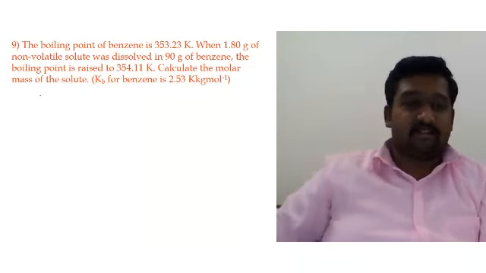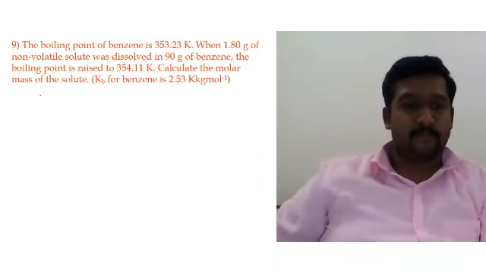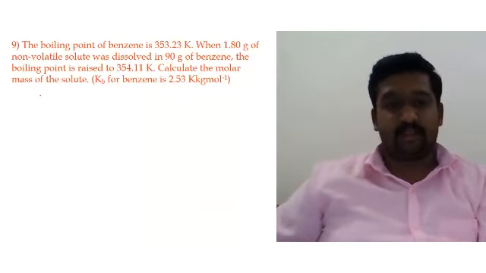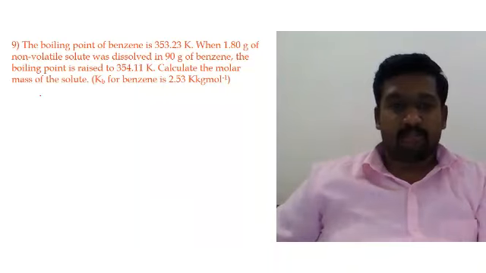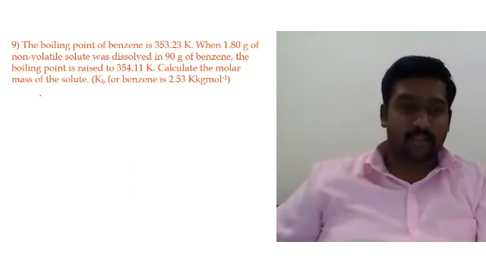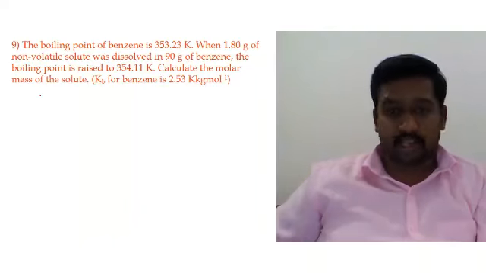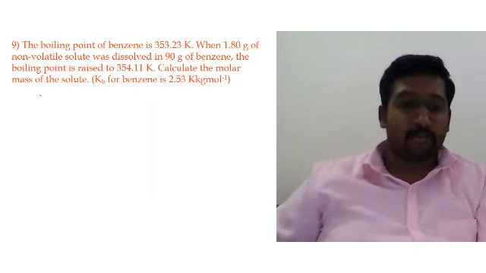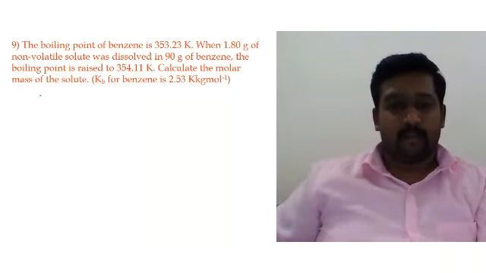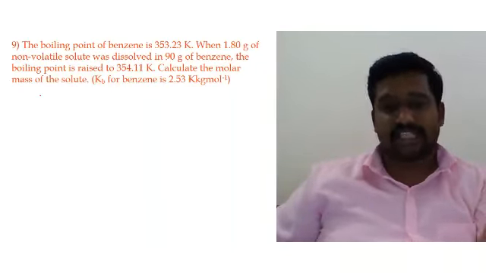Now let's consider question number 9. The boiling point of benzene is 353.23 Kelvin. When 1.80 gram of non-volatile solute was dissolved in 90 gram of benzene, the boiling point is raised to 354.11 Kelvin. Calculate the molar mass of the solute, and the Kb value for benzene is given 2.53 Kelvin kg per mole.